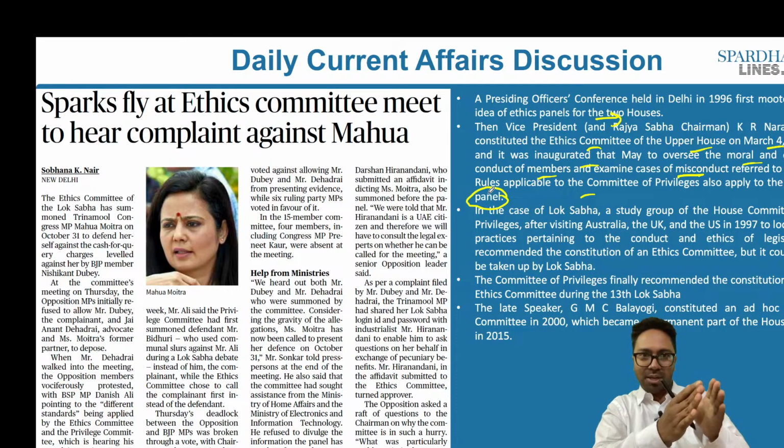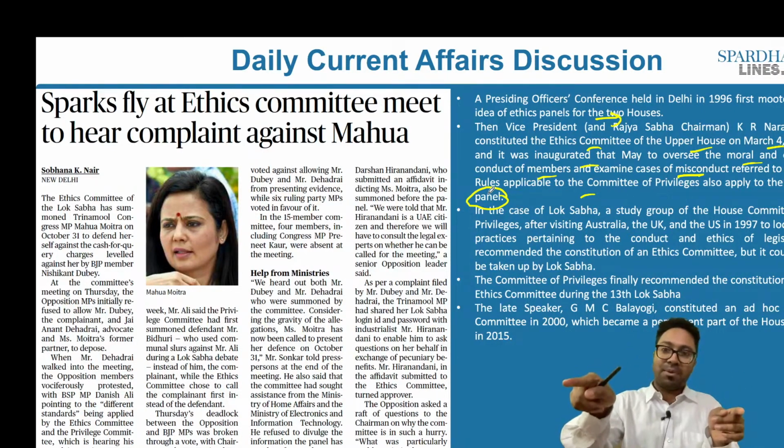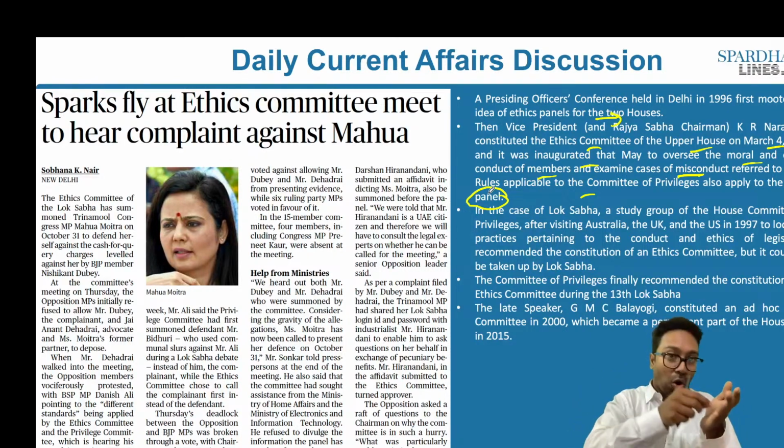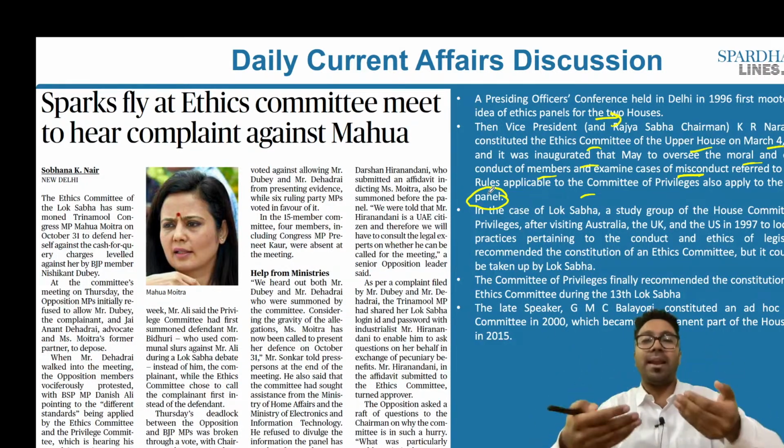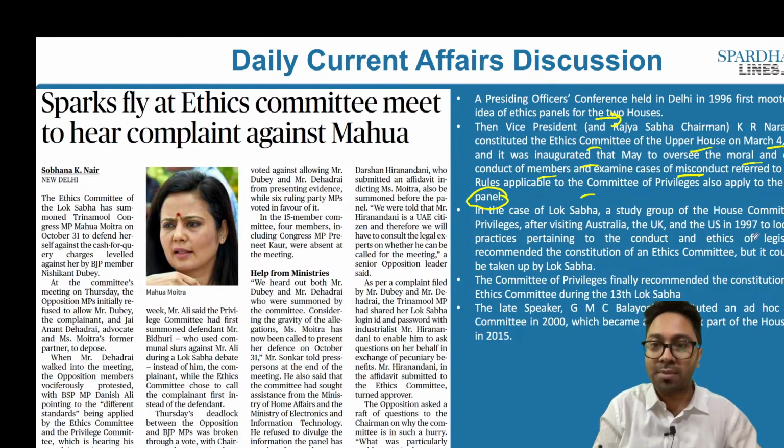So we have another committee. One is called the Committee of Privileges. In case the privileges that are accorded to the individual members of parliament are violated, it can be referred to the Privileges Committee. So all those rules that are applicable to the Committee of Privileges, the same rules are also applicable to the ethics panel as well.